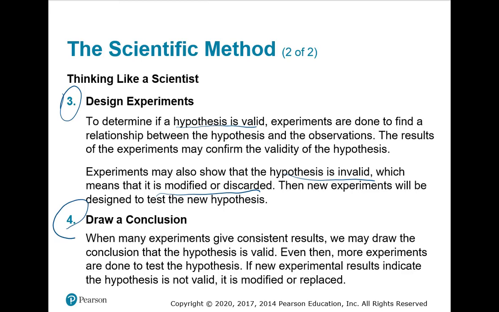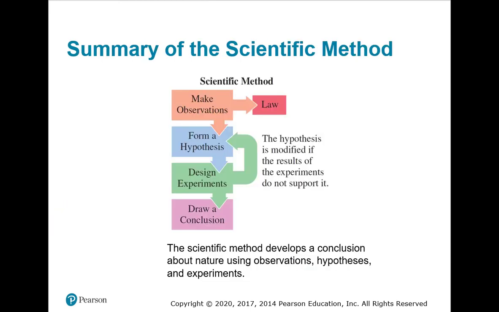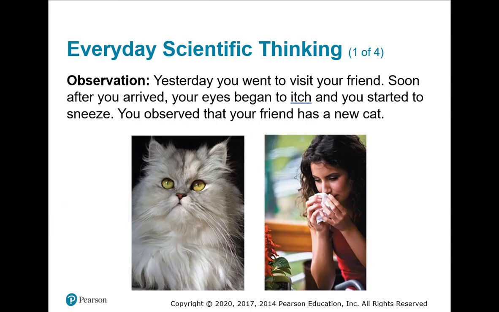And then we draw a conclusion. When many experiments give consistent results, we can draw the conclusion that the hypothesis is valid. Even then, more experiments are done to test the hypothesis. Here is a summary of the scientific method. Everyday scientific thinking. Think about this.